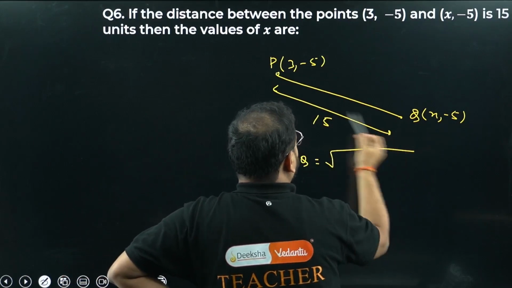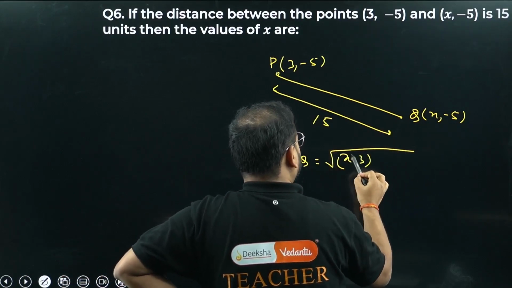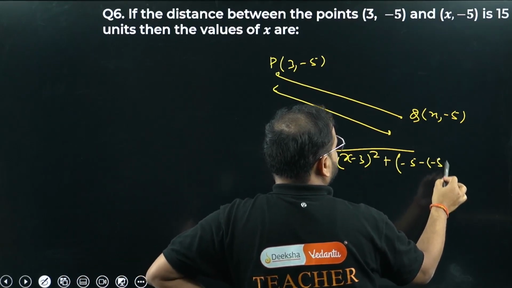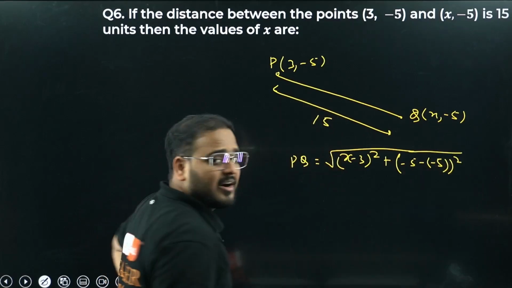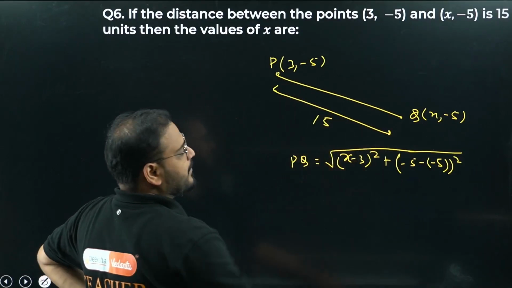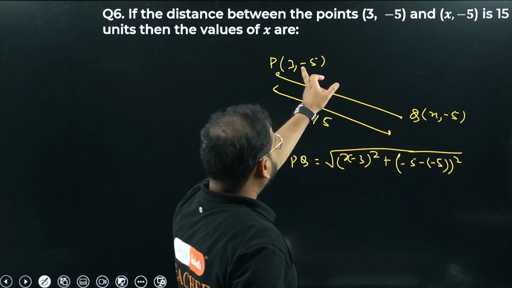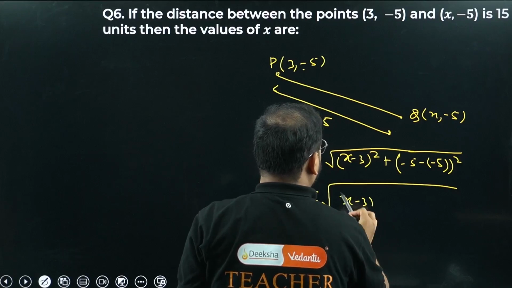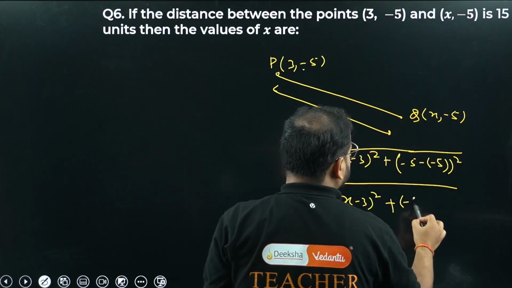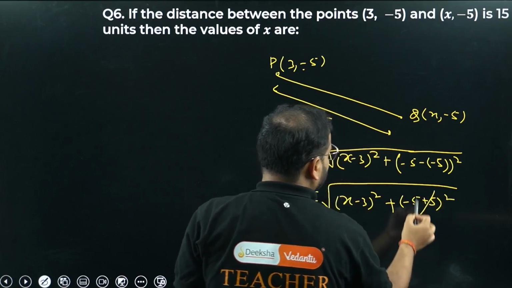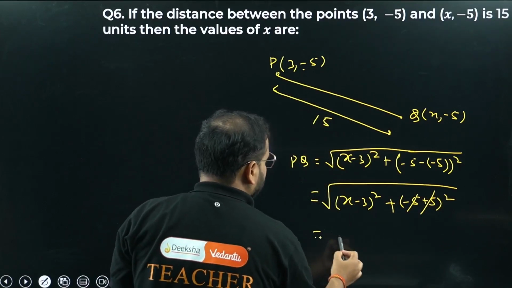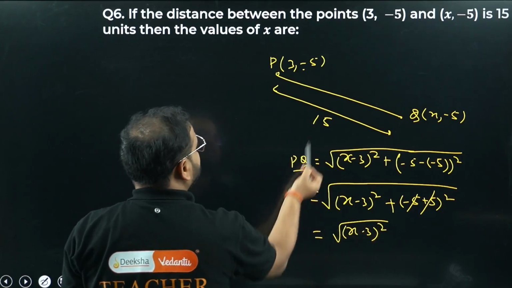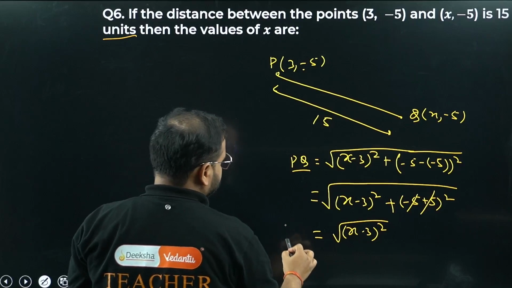Please check. The square root of x minus 3 the whole square plus minus 5 minus of minus 5 the whole square. Agreed? X minus 3, and minus 5 minus of minus 5. So x minus 3 the whole square plus minus 5 plus 5 the whole square. Cancel, this is 0. What I'm getting here is root of x minus 3 whole square. How much is the length PQ? 15 units. So right here 15.